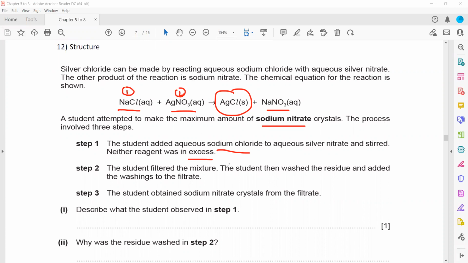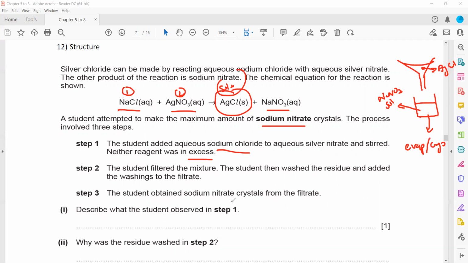Then the student filtered the mixture. Because this will be a solid, it will be a residue on the filter paper. When we filter the mixture, we are left with silver chloride, AgCl, on the filter paper. And what passes through the filter paper is sodium nitrate solution. So how can we obtain a salt from this solution? Either we can use evaporation or crystallization. So the student obtains the crystals from the filtrate by either evaporation or crystallization.